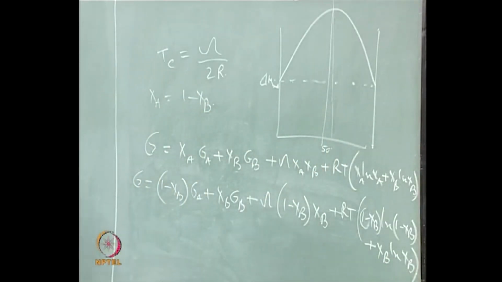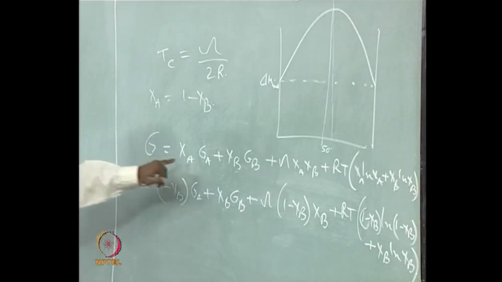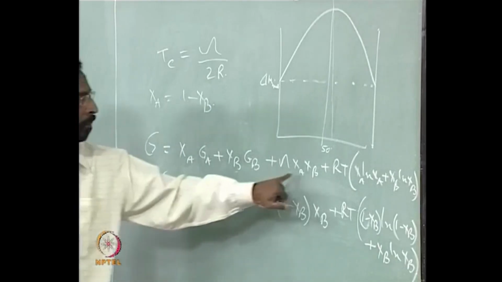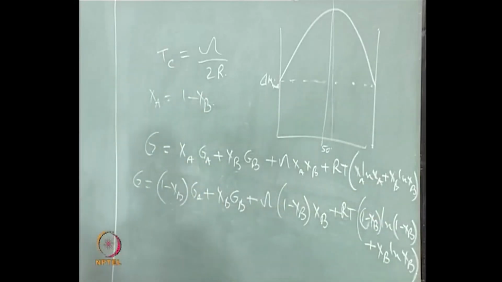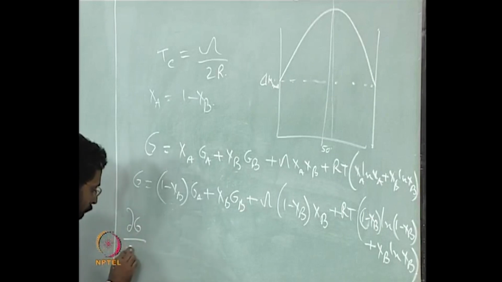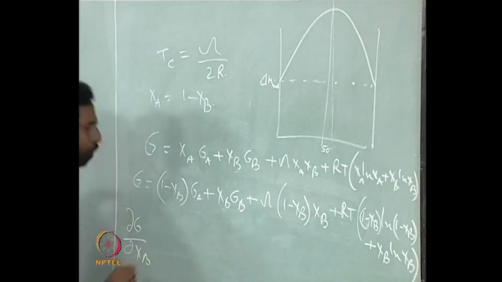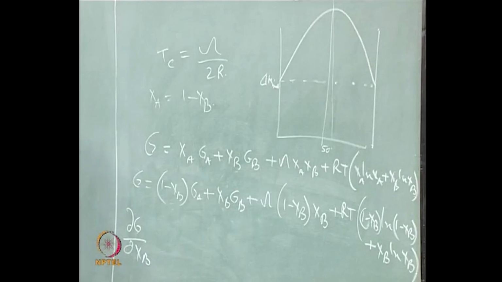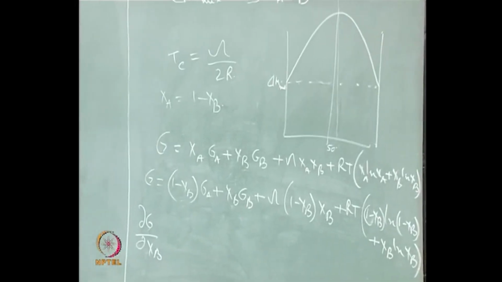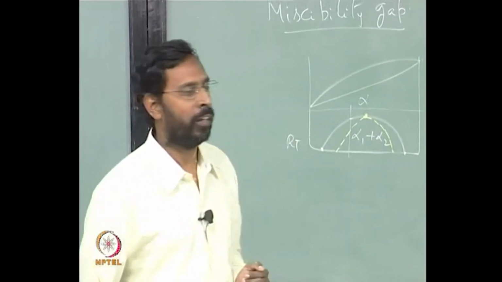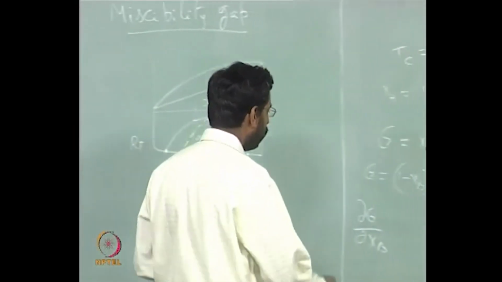Am I right? So we have simply, wherever x a is there, we have put 1 minus x b, and things like that. And once you do that, now you do the first derivative. We do it with respect to b, you can do it with respect to a also, and then wherever x b is there, you can put 1 minus x a, it does not matter. Usually we consider b as the solute, a as the solvent, and then we are doing it with respect to x b.